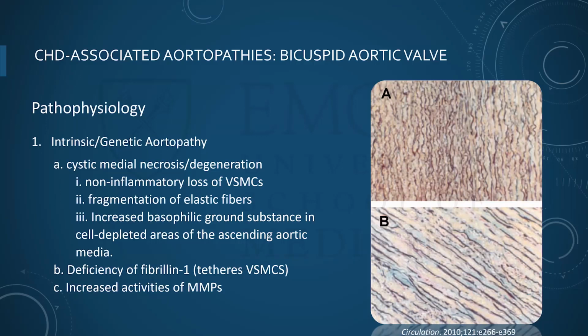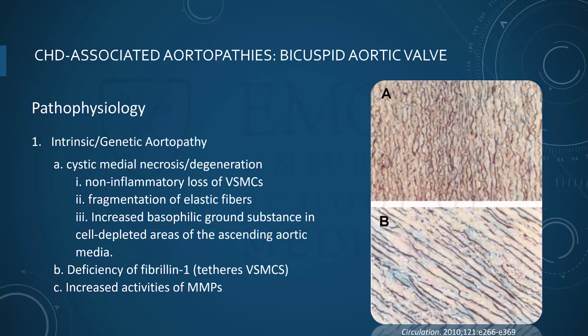So a phrase that was coined in the 1980s, I believe, was cystic medial necrosis or degeneration. Necrosis being somewhat of a misnomer because there is no actual necrosis. It's actually non-inflammatory loss of vascular smooth muscle that leads to damage of the integrity of the wall of the aorta itself. And what we also see is fragmentation of elastic fibers and increased basophilic ground substance in the cell-depleted area of the ascending aorta.